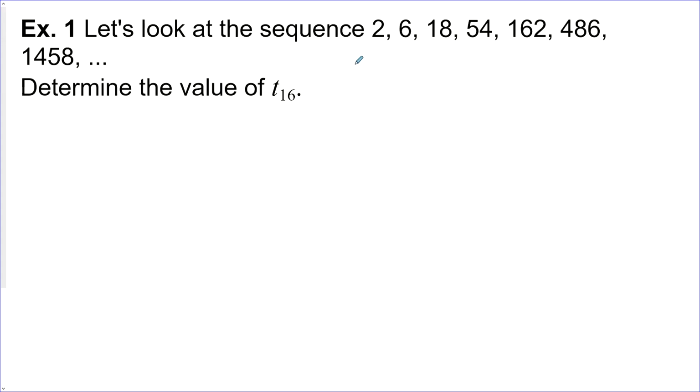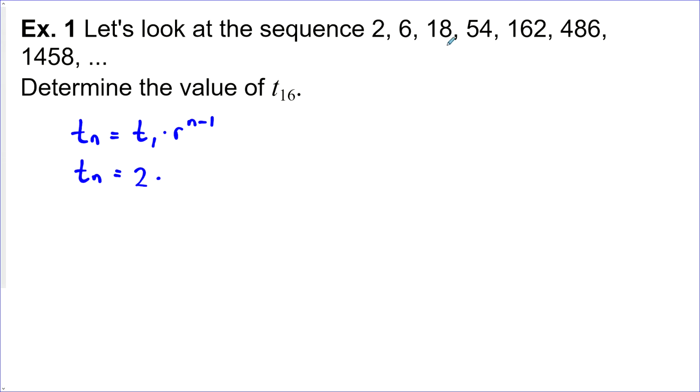Let's look at the sequence 2, 6, 18, 54, 162, and so on. Determine the value of T16. So to find T16, it's probably useful to find our general term, Tn. Now that would be T1 times r to the n minus 1. Let's fill in the things that we know. Tn is what our general term is. T1 is 2. Our r we need to find.